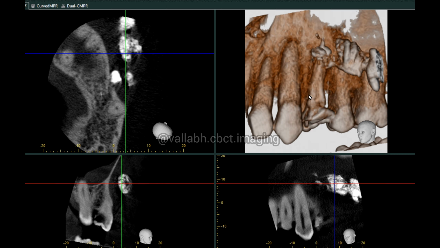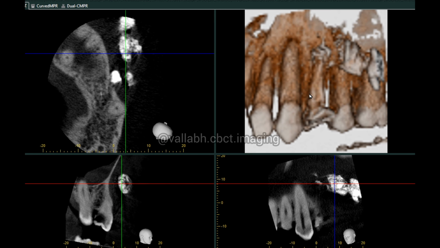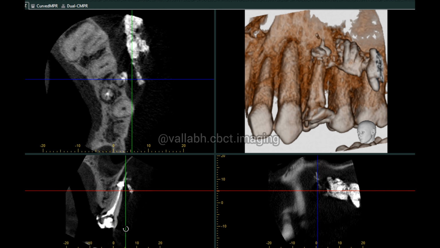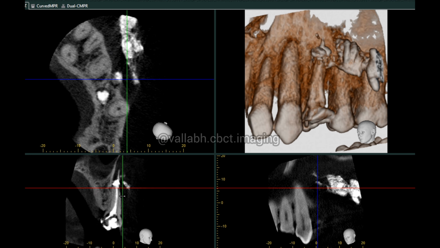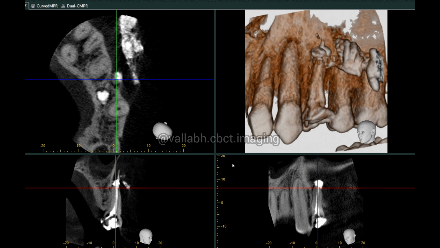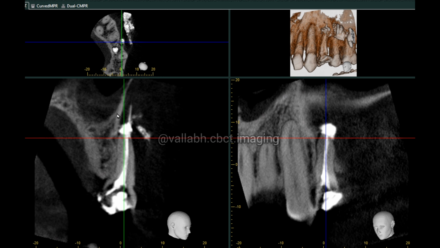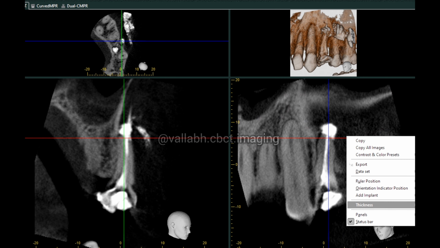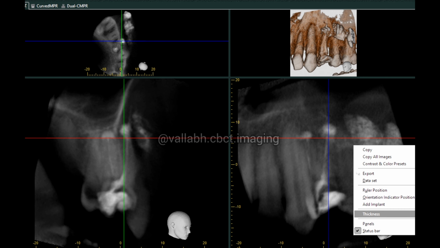Similarly, if you feel the apex is open or resorbed, or in close proximity to the maxillary sinus, it is recommended to go for a CBCT before starting the root canal procedure, just to get an idea about the apical end, whether the apex is open or closed, and how far away it is from the maxillary sinus. Like you can see here, the buccal root and the maxillary sinus floor are just overlapping. We can see this in thickness 12 mm, or say thickness 8 mm.